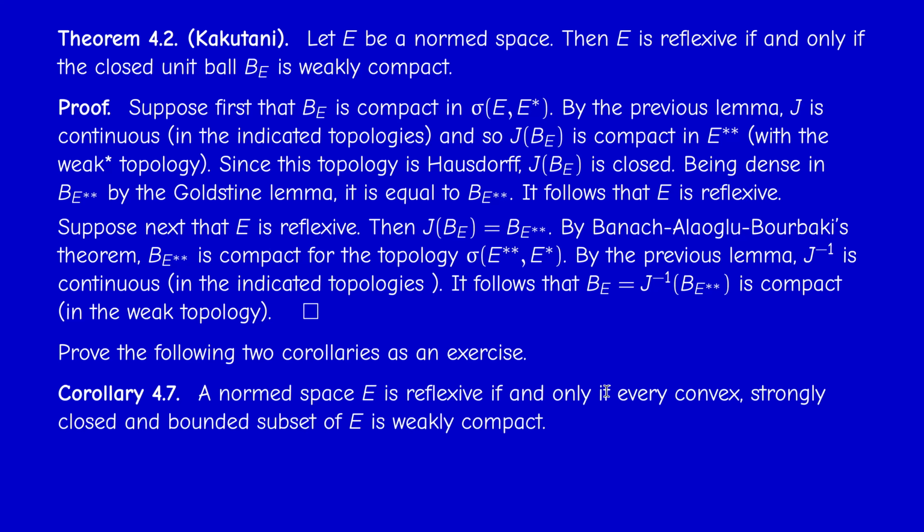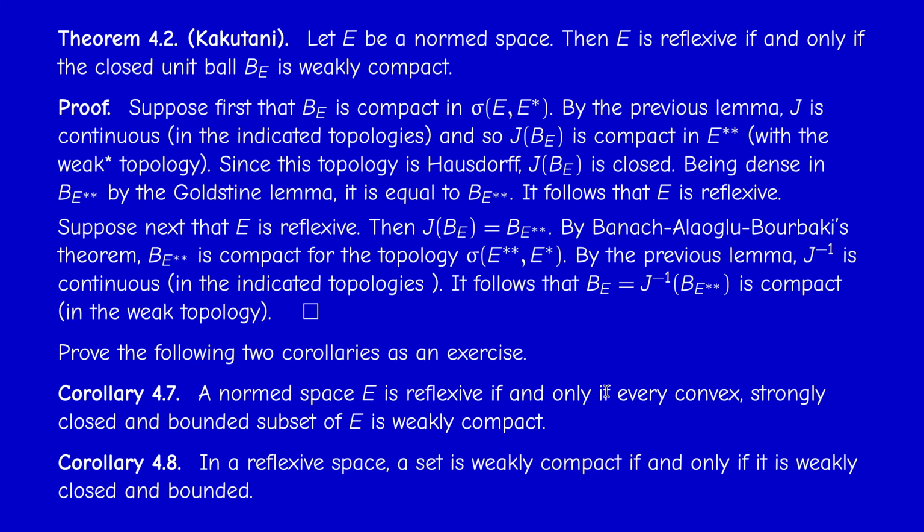Now, to test your understanding, I want you to prove two corollaries. First corollary: a normed space E is reflexive if and only if every convex, strongly closed and bounded subset of E is weakly compact. Second corollary: in a reflexive space, a set is weakly compact if and only if it's weakly closed and bounded. So this gives the familiar characterization of compact sets that you know from Rn. In Rn, a set is compact if and only if it's closed and bounded. So here we have something similar. But this is not true if the space is not reflexive.